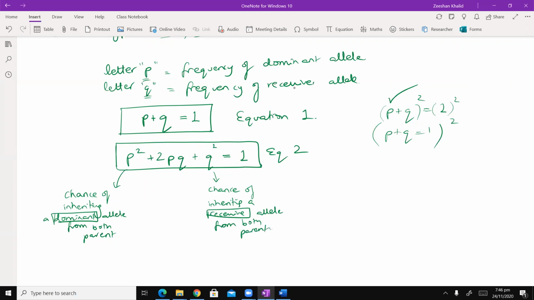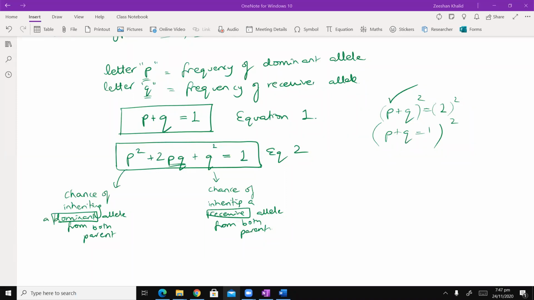And what does 2pq mean? 2pq is a chance of offspring inheriting a dominant allele from the father and a recessive allele from the mother. That is why ये pq कितनी दफा है? 2 दफा है. So one dominant allele from father and one recessive allele from mother, and at the same time another chance is one dominant allele from mother and one recessive allele from father.